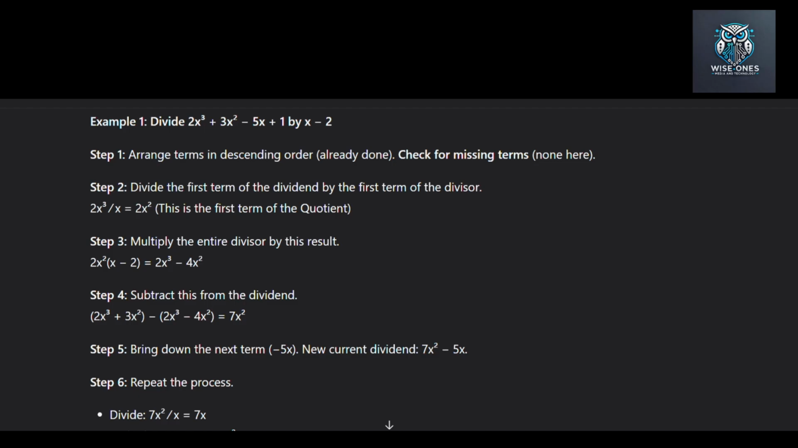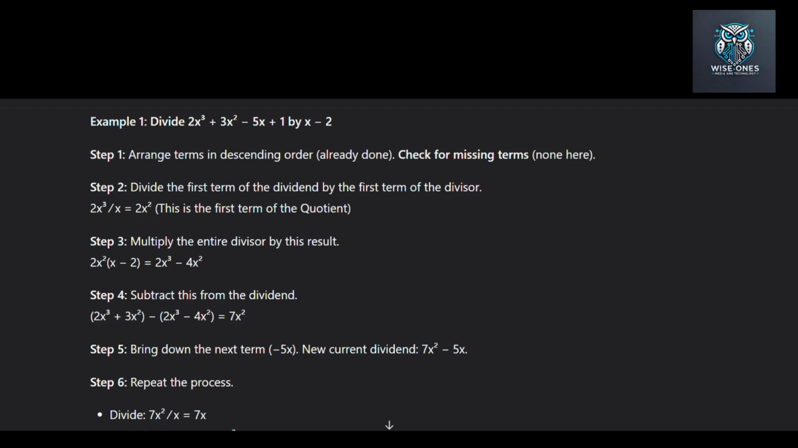Step 3. Multiply the entire divisor by this result. The divisor is x minus 2. The result is 2x squared. 2x squared times x is 2x cubed. 2x squared times negative 2 is negative 4x squared. So we get 2x cubed minus 4x squared.